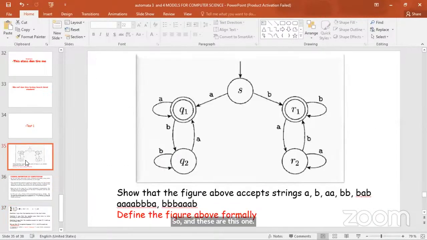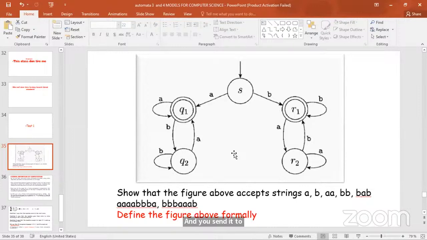Can you get this out? Can you quickly draw this? Now show that this figure above accepts strings A, B, AA, BB, and all those ones, then define the figure above formally. So that's your assignment, not a test now. So please get this out in your notes, solve it, and send it to your class rep.